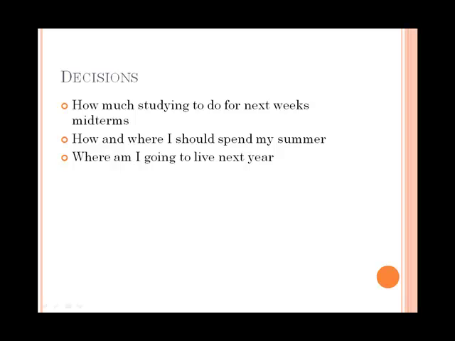These are decisions that the decision maker is going to be making on issues affecting her up to 6 months from now. The decisions she is facing are: how much studying should she do in order to prepare for her next week's midterms, how and where she should spend her summer break from school, and where is she going to live next year during the school year. These decisions are listed in order of importance according to our decision maker.